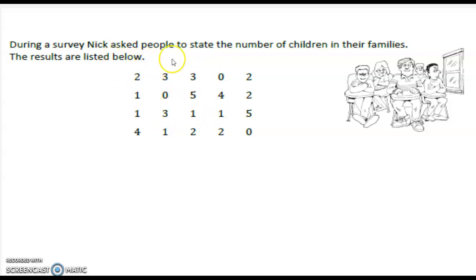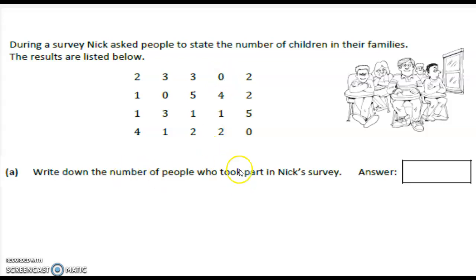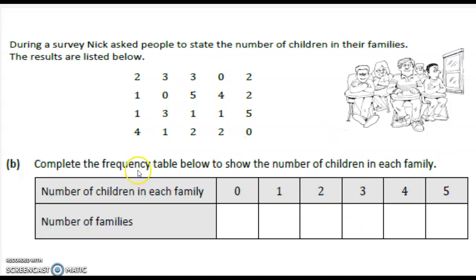So in this survey, he met someone and asked them how many children are in your family. They said 2. How many children in your family? They said 1. How many children in your family? They said 0. So on and so forth. Write down the number of people who took part in Nick's survey: 5, 10, 15, 20. Easy peasy.